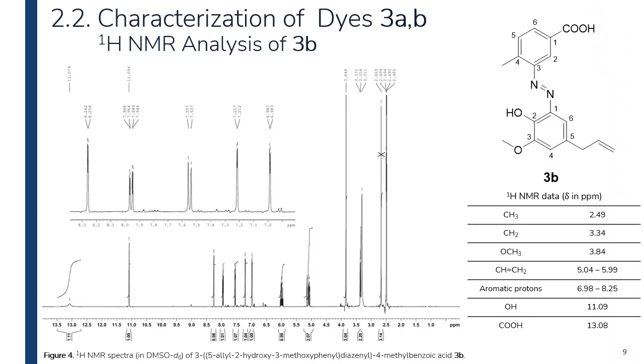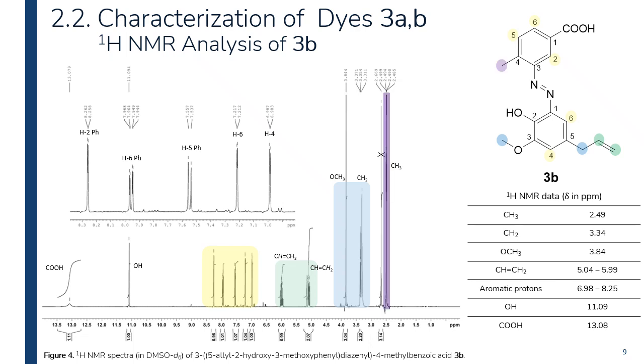Now, looking at the proton NMR spectrum of dye 3B, we can see that it is very similar to that of dye 3A. It shows the same characteristic signals in the aromatic, vinylic, and phenolic regions. However, one important difference is the appearance of an additional signal, which is consistent with a methyl group attached directly to the aromatic ring. This confirms that dye 3B has a structure very close to dye 3A, containing all the same functional groups with the addition of a methyl group, as expected.